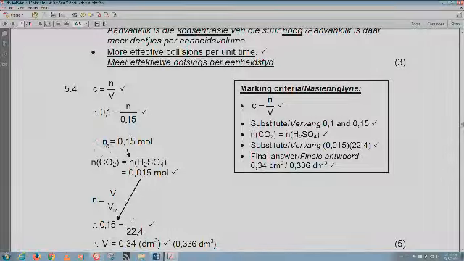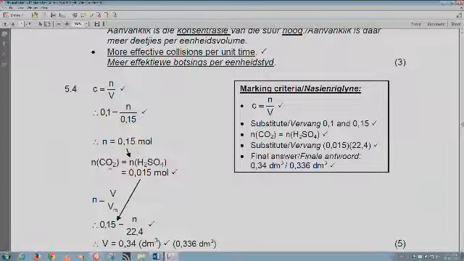And then the number of moles there. Colleagues, please rectify this. When you multiply 0,1 with 0,15, it will give you 0,015. Please rectify the number of moles there. It is 0,015, not 0,15. But bear in mind, there's no mark for those number of moles of the acid.